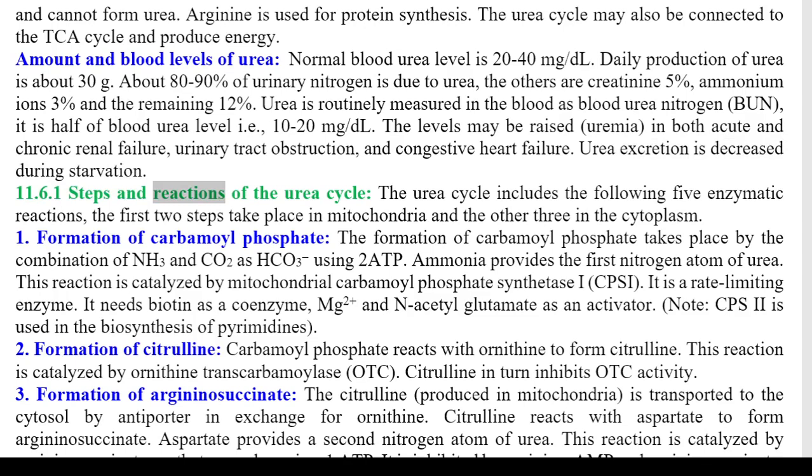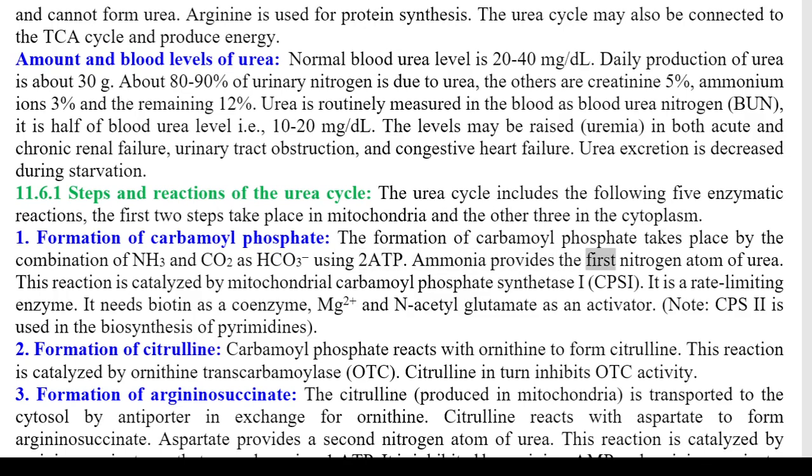1.6.1 Steps and reactions of the urea cycle. The urea cycle includes the following 5 enzymatic reactions. The first 2 steps take place in mitochondria and the other 3 in the cytoplasm. 1. Formation of carbamoyl phosphate. The formation of carbamoyl phosphate takes place by the combination of NH3 and CO2 as HCO3 using 2 ATP.